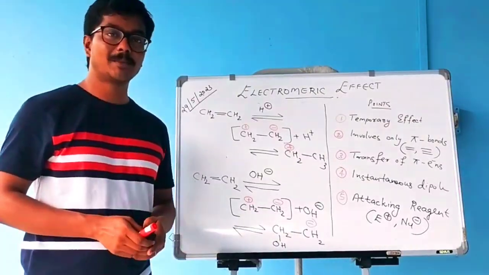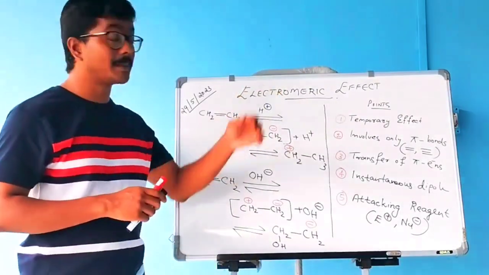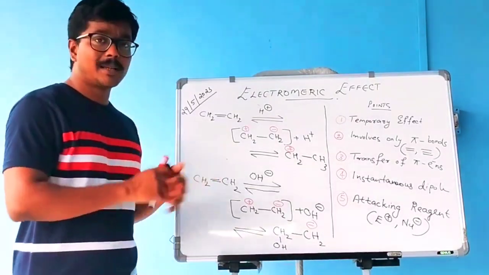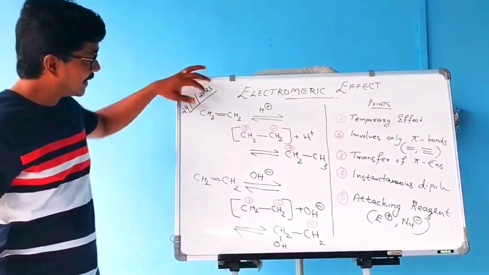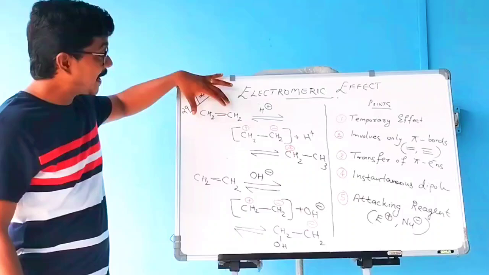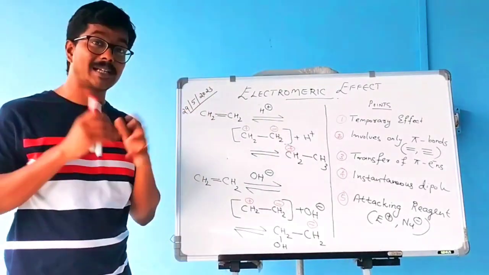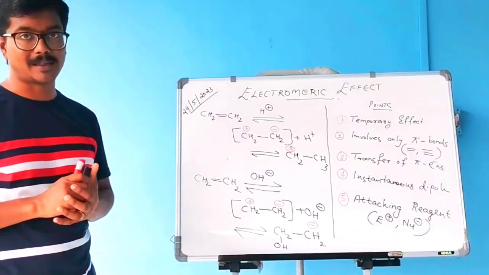Hey students, today we are moving to a new topic, electromeric effect or pi electron shifting. Okay, we are directly moving to the reaction. This is a pi bond system. A pi bond system is nothing but an organic system having a double bond or a triple bond.